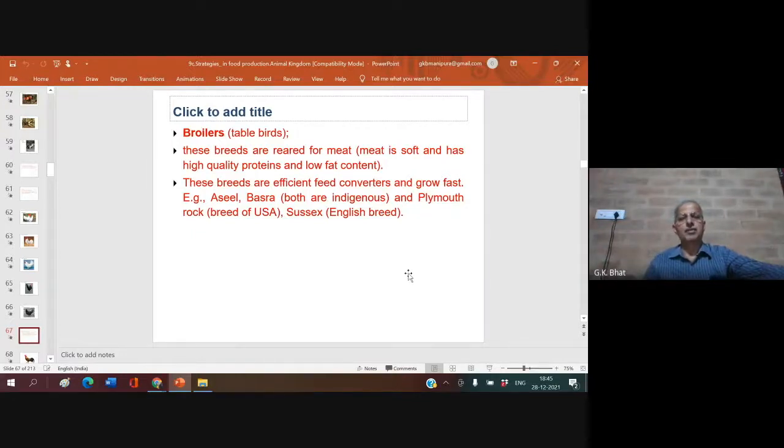And the best examples for broiler: Asil, Basra, both are our local Indian breeds. Plymouth Rock, American breed, USA. Sussex, English breed. So, shall we look into that?